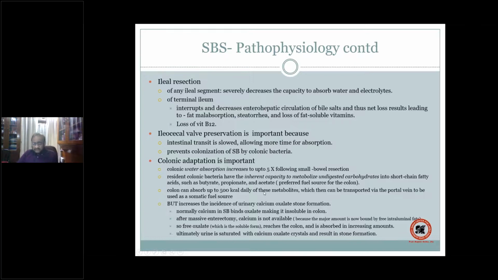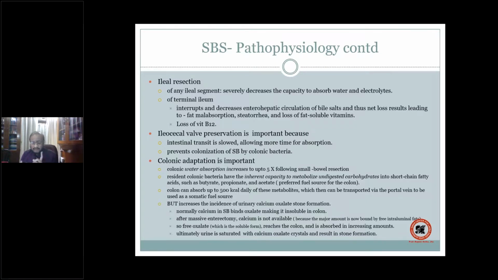But there is one harmful effect of this colonic adaptation after a small bowel resection, and that is it will increase the incidence of calcium oxalate stone formation. Normally, calcium in small bowel binds oxalate, making it insoluble in colon. Agreed. The calcium is there, it will bind the oxalate, right, in the small bowel.